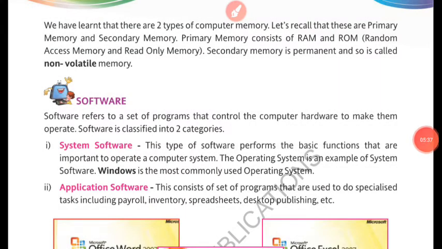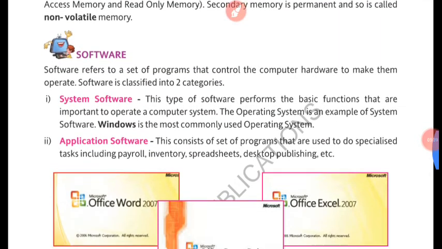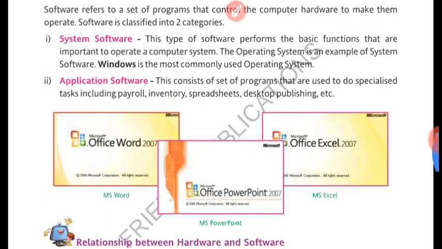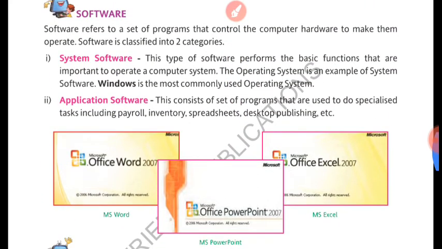So next will be software, and after that the relationship. So what is software? Software refers to a set of programs that control the computer hardware to make them operate. Remember, earlier I discussed hardware. Now we have to study about software. Software is a set of instructions which are given to the computer system to work.